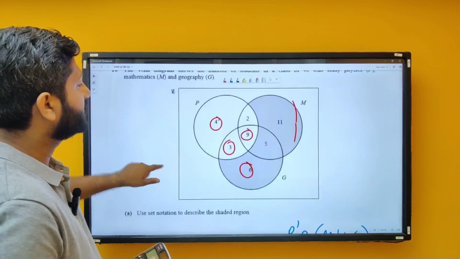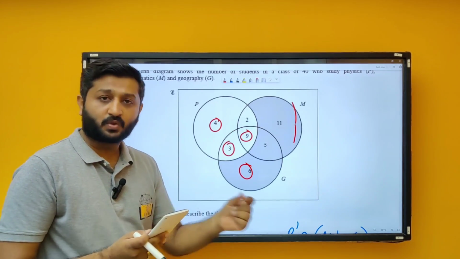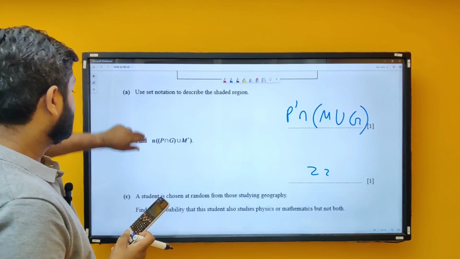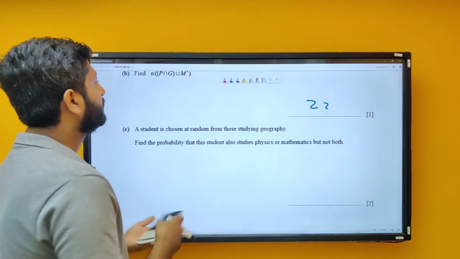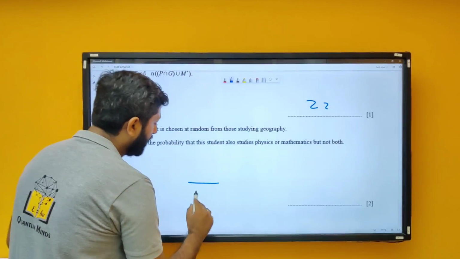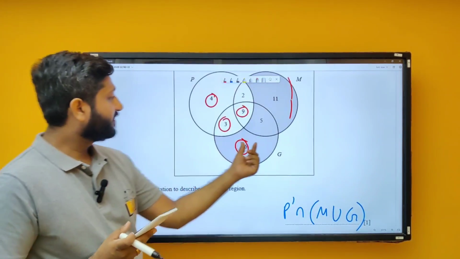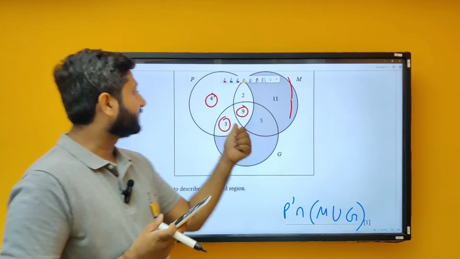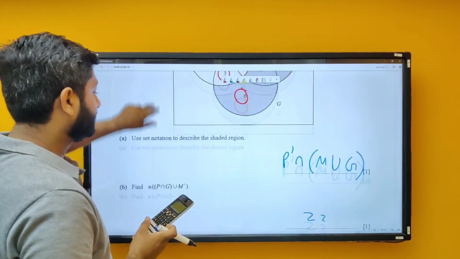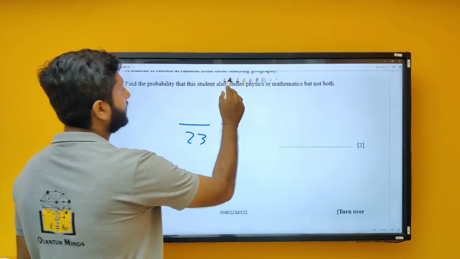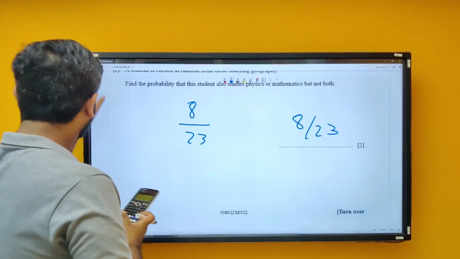Next, a random student is chosen from those who are studying geography. So how many students are studying geography? I have 6 plus 3 plus 9 plus 5. 23 students in total are studying geography. Find the probability that this student also studies physics or mathematics, but not both. Students who are studying geography along with physics or mathematics, I have 3 and 5, but not both, so I'll not include this. So 3 plus 5, 8. So the final answer is 8 upon 23. Right. Next question.